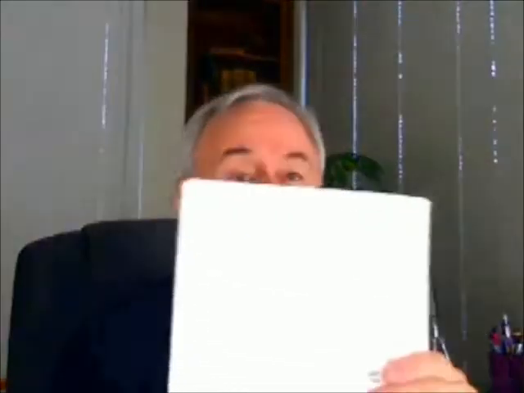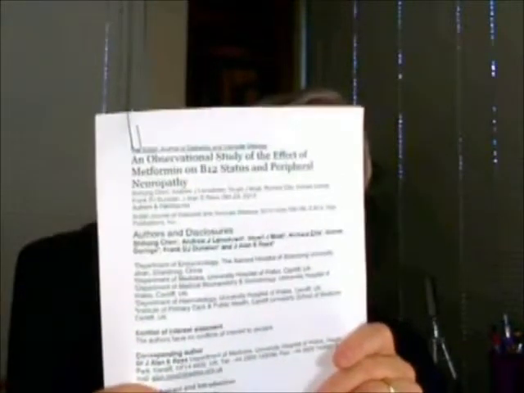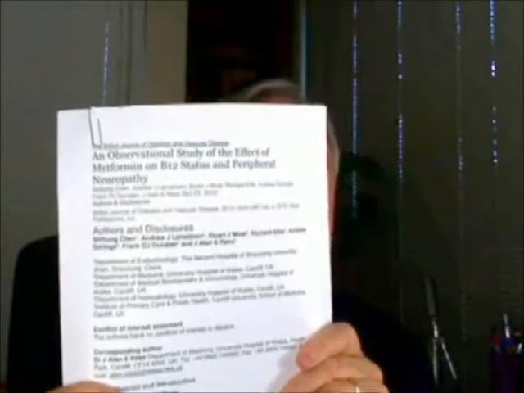Dr. Joe here, talking about an observational study of the effect of metformin on vitamin B12 status and peripheral neuropathy. That's a big mouthful, and here it is. But the interesting thing is that this has been discussed maybe 20 years, and nobody can find anything to worry about, except there is a little diminished amount of B12 in the blood, the more metformin and the longer you take it.